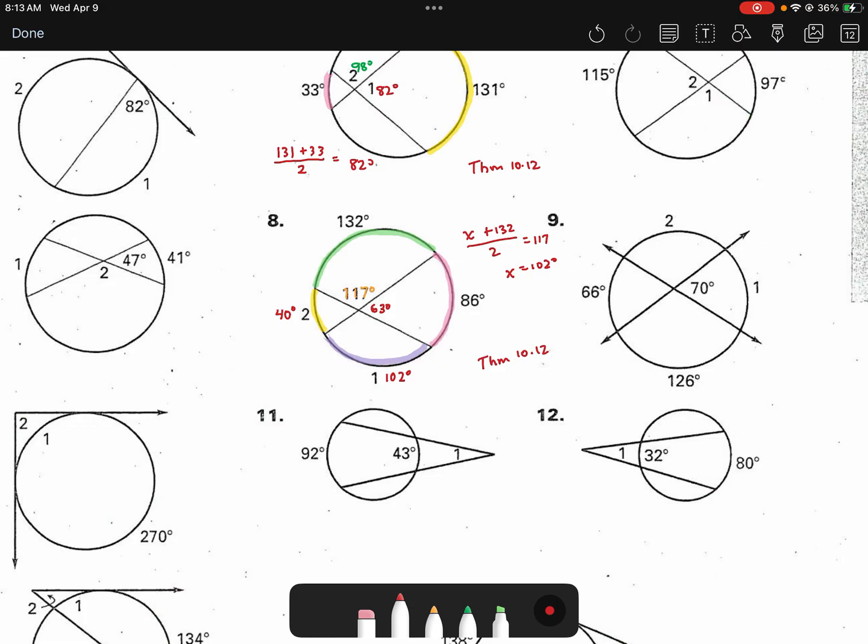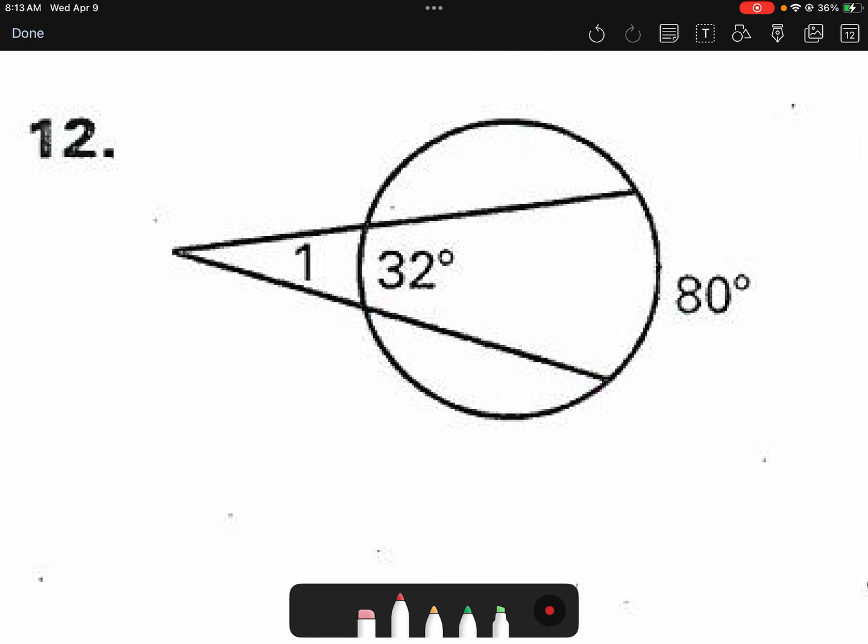Okay, now we also have one more theorem that we need to talk about. We need to talk about theorem 10.13. Let me read that one to you just to give you a refresher, in case you don't have your theorem packet in front of you. This works with angles outside of the circle. If a tangent and a secant, or 2 tangents, or 2 secants intersect outside of a circle, then the measure of the angle formed is half the difference of the measures of the intercepted arcs. Hopefully that means something to you. Okay, if it doesn't, I'm going to explain it.